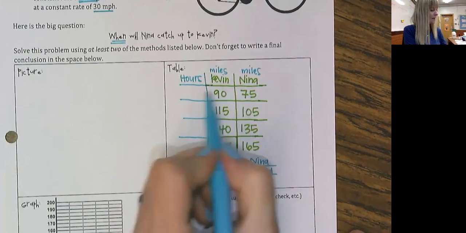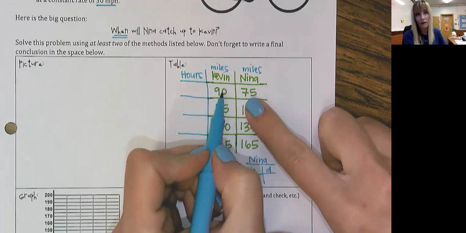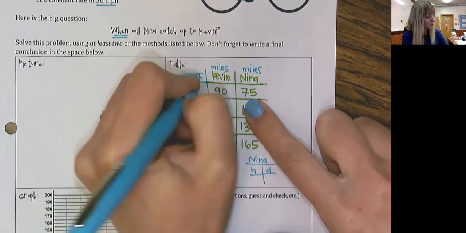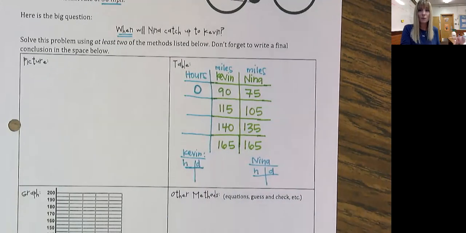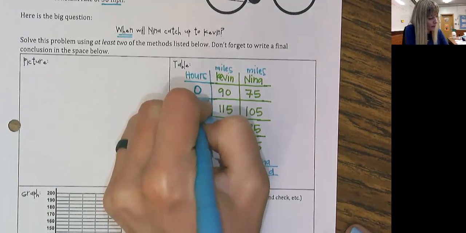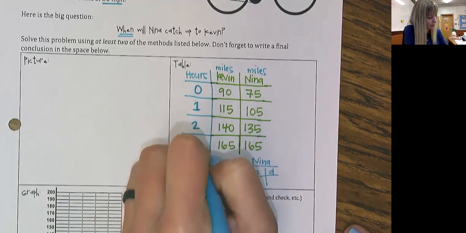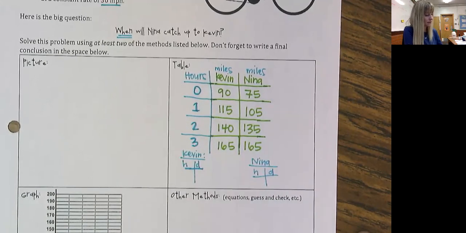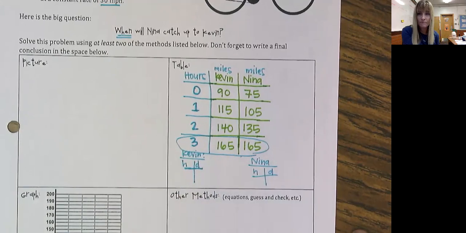Now, how many hours have passed at this point in the story? Well, frankly, we don't know. We don't know how long they've been in the race at that point. So we're going to call this hour 0 for us, because as far as we're concerned, this is when we jumped into the story. This is when we came into this. And after 1 hour, that's how far they've gone. After 2 hours, after 3 hours, this is the point where they've hit the same distance.